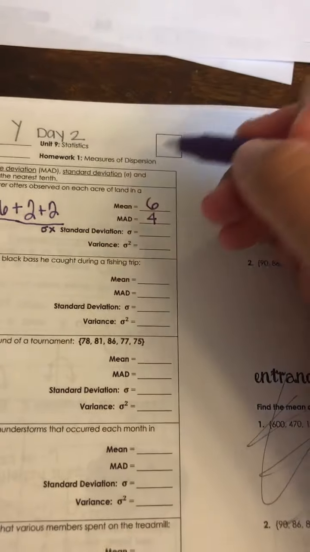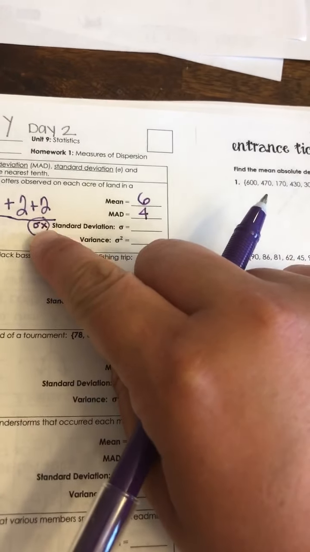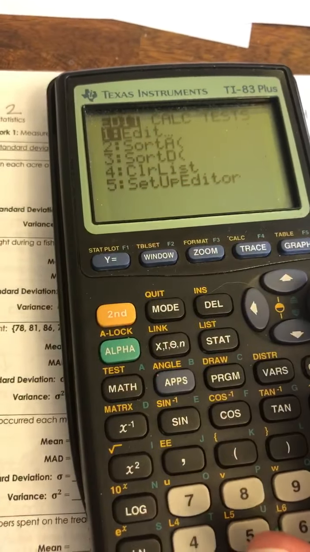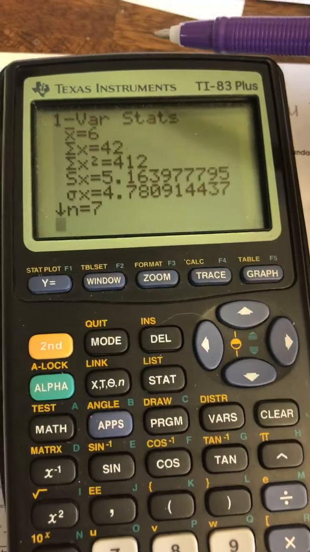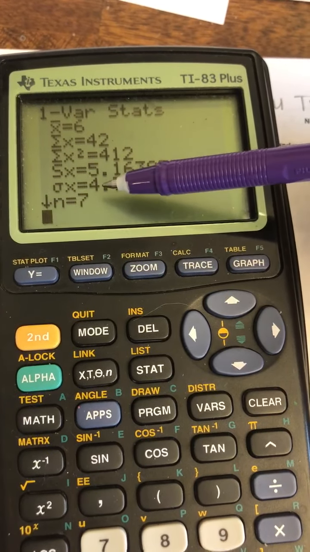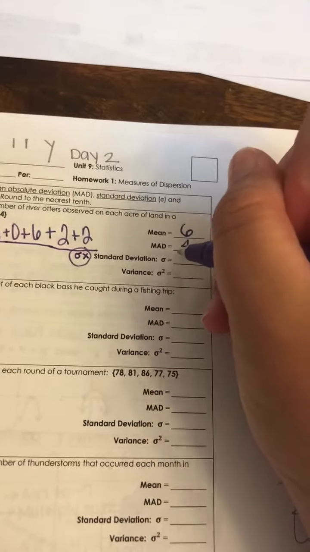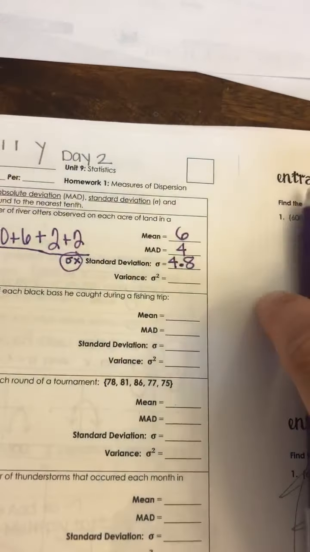In order to figure out what standard deviation is, this is actually the symbol that you're going to see. This is sigma x. So when I go back to where I had it calculate my 1 variable statistics, sigma x is actually your standard deviation. So this standard deviation is about 4.8. And I got that straight from the calculator. There is a very long process if you want to find that by hand.